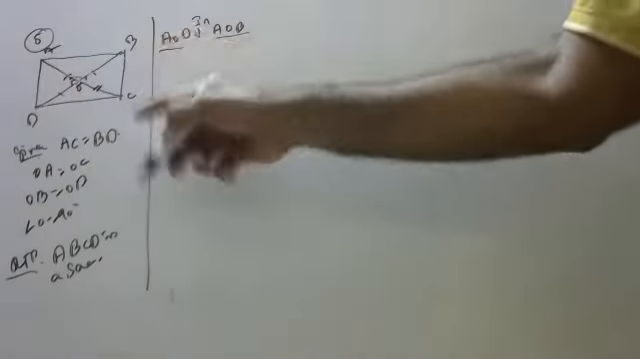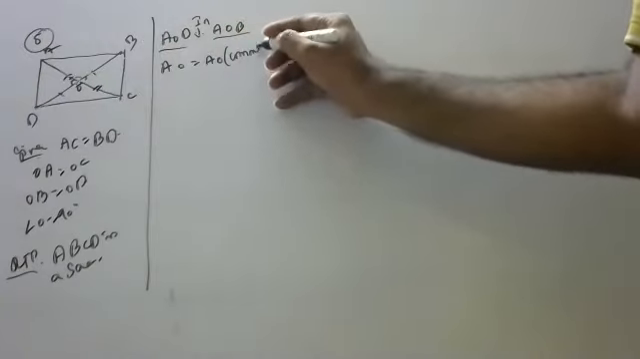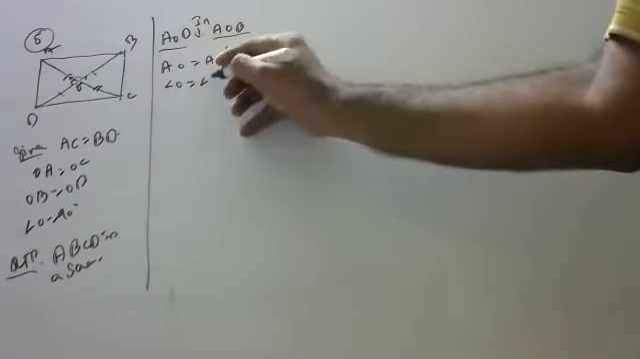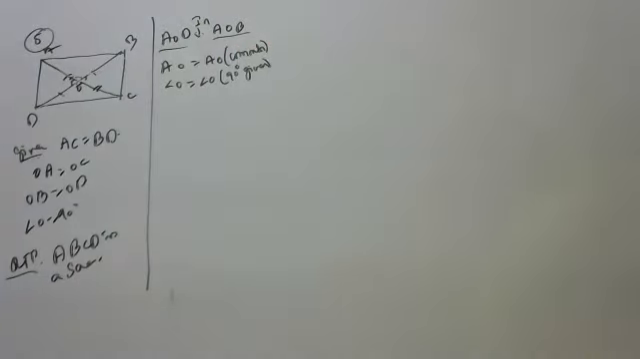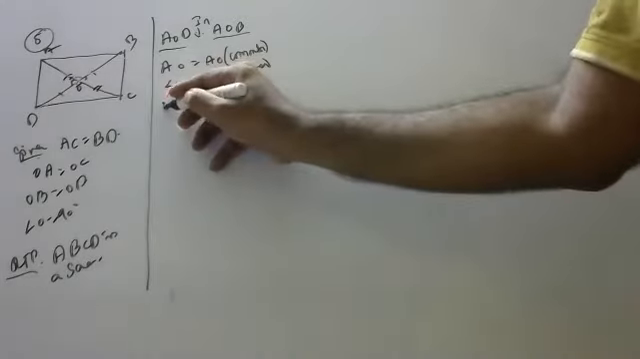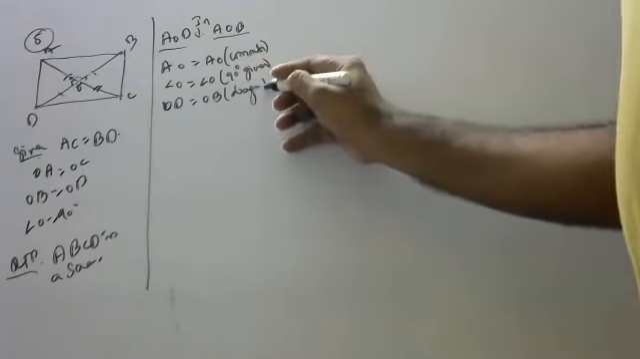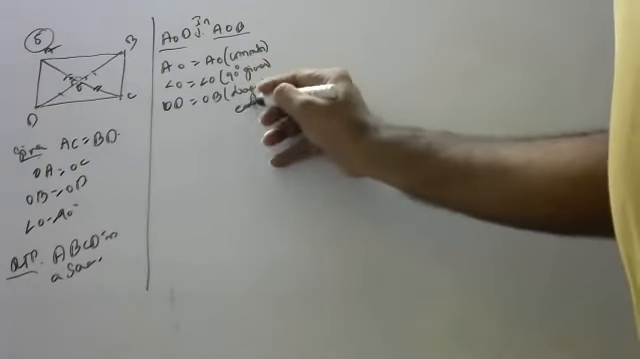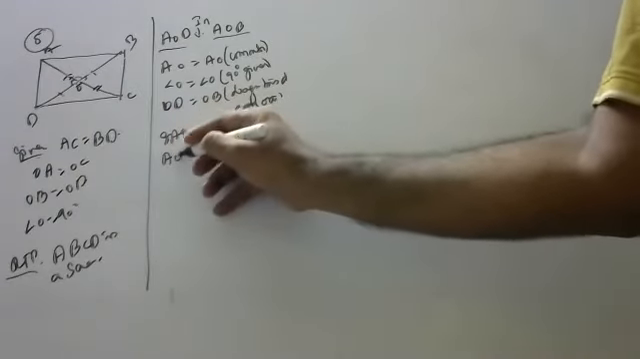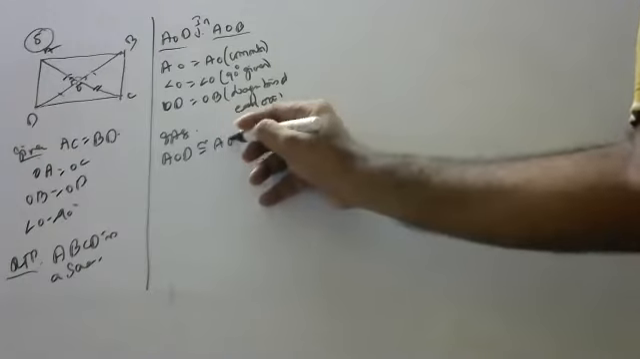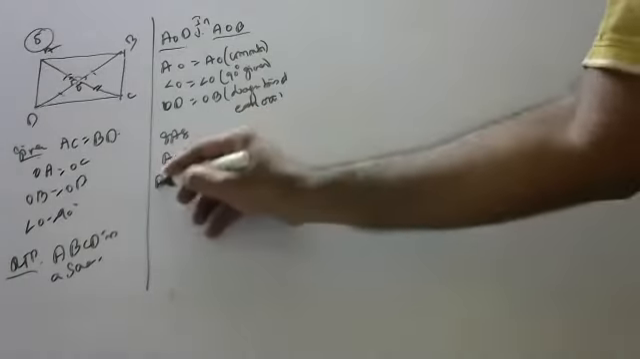AO is equal to AO. Common side. Very good. Angle O is equal to angle O. Why? Both are 90 degrees, given. OD is equal to OB. Why? Given, diagonals bisect each other. So triangle AOD is congruent to triangle AOB by CPCT.